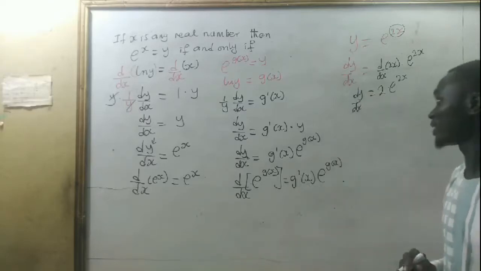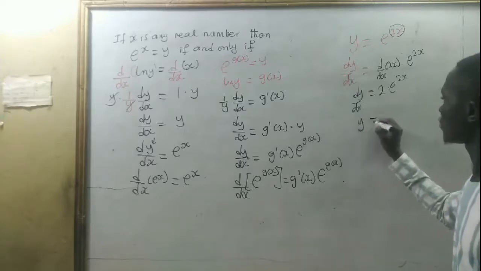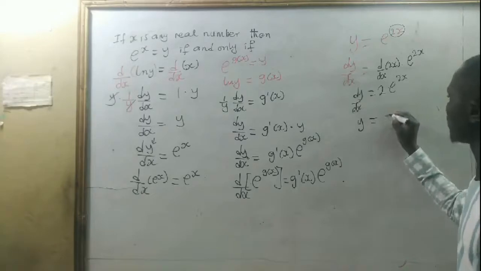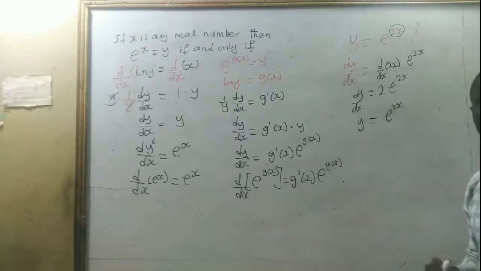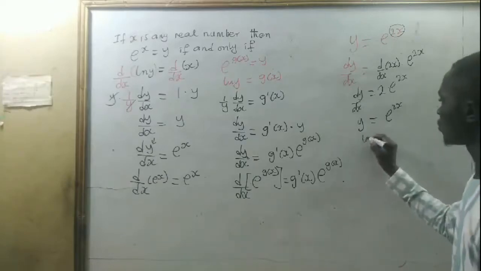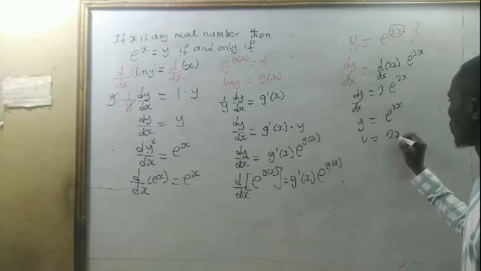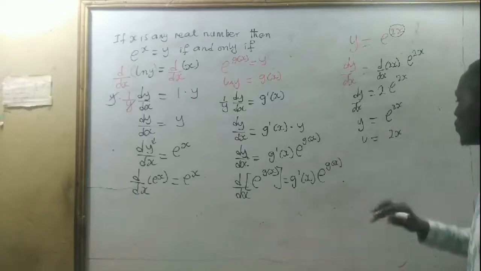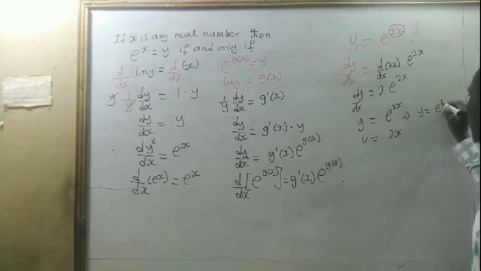Yes, that is mathematics. Let us continue. Now, if I take y equal to the same e to the power 2x, we can use the chain rule to arrive at the same answer. Now, how do we use the chain rule? Here, we will let u equal to 2x. And then this implies that y is equal to e to the power u.